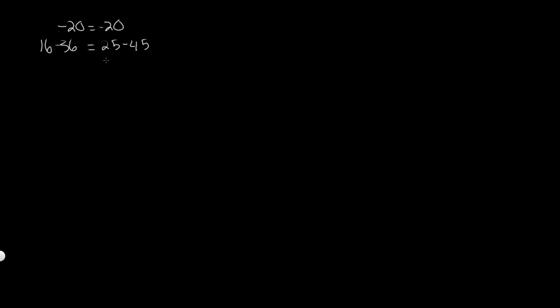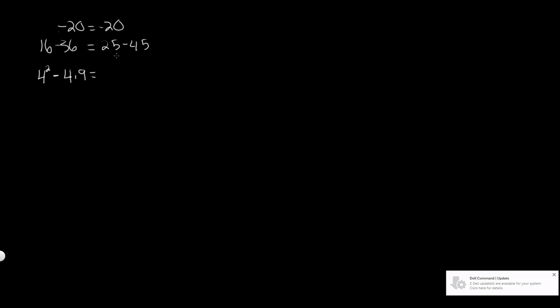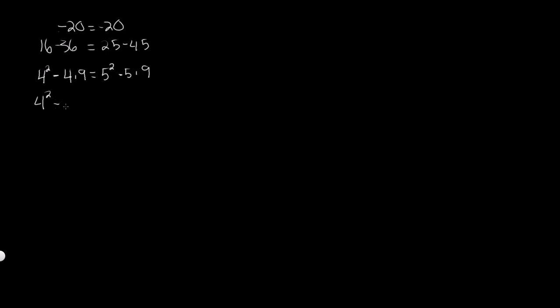So we're going to rewrite things a little bit more. We're going to rewrite 16 as 4 squared minus, and we're going to rewrite 36 as 4 times 9, is equal to, and we're going to do a similar thing on the right hand side. We're going to rewrite 25 as 5 squared, and we're going to rewrite 45 as 5 times 9. Okay, so from here we can add 81 over 4 to both sides, and it won't change the value of this equation. So we write 4 squared minus 4 times 9 plus 81 over 4 is equal to 5 squared minus 5 times 9 plus 81 over 4, and that is still negative 20 is equal to negative 20.